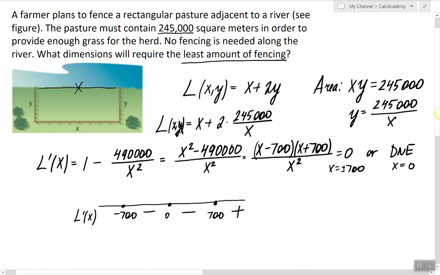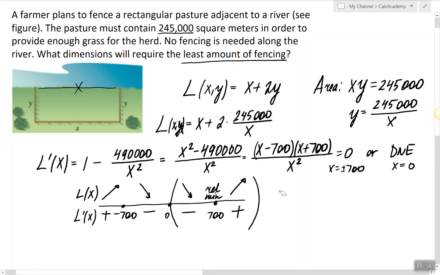Because the multiplicity of x is 2, that means the function doesn't change sign at 0. And we interpret the following signs as if the function was increasing to the left of negative 700, decreasing to the left of 0, decreasing to the left of 700, and then increasing after 700. And again, we only care about the function to the right of 0. And to the right of 0, we can clearly see that the function has a relative minimum at 700.